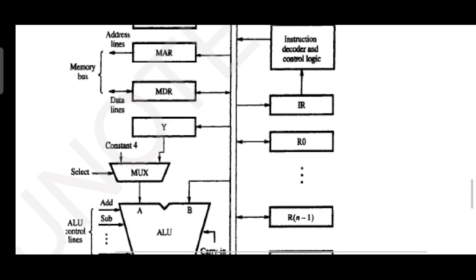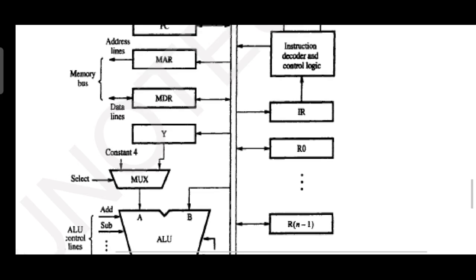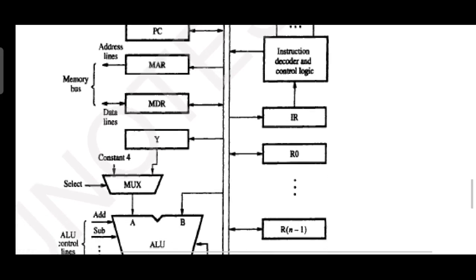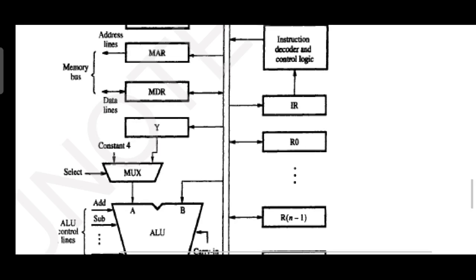Watch the previous videos and you will come to know. Then MDR out should be activated. Now the MDR out content is placed onto the centralized bus, the internal processor bus. Next, this MDR out is taken as input B for the ALU, and another input, A, for the ALU.